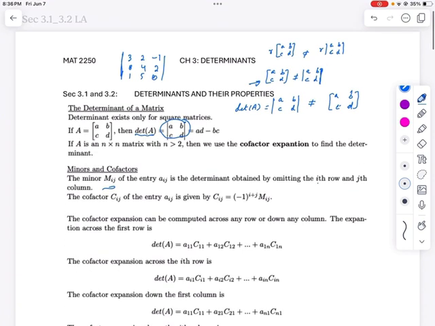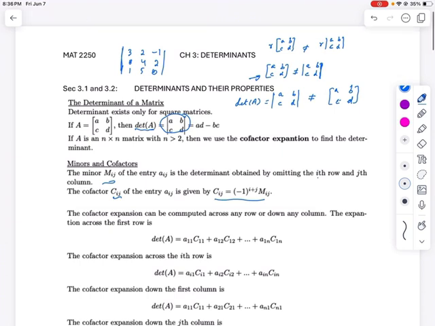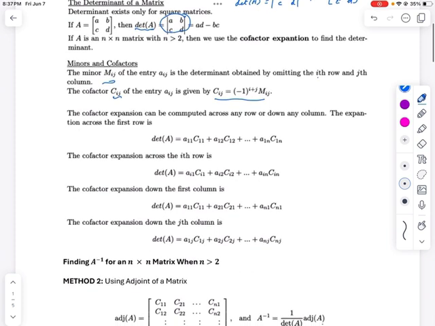What is the cofactor, which is denoted by Cij? It is just putting a sign in front of the minor. Sometimes the cofactor will be exactly the same as the minor, and sometimes it will be the opposite of the minor, depending on the sign. The formula says -1 raised to the power i plus j, which means whenever i plus j is an odd number, you get a negative sign. Whenever i plus j is an even number, you get a positive sign.